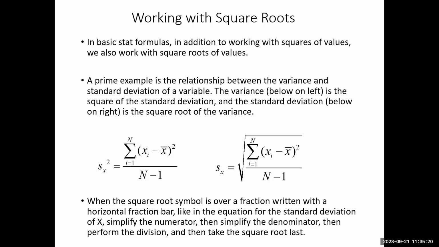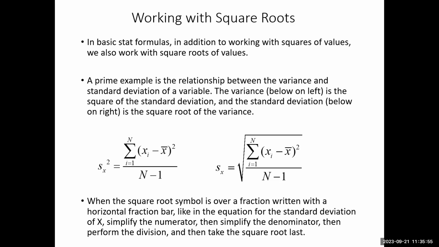On the left-hand side, I've got the equation for the variance of x. And on the right-hand side, I've got the equation for the standard deviation of x. And if you look closely at these two formulas, you'll see that they are identical with one exception. The formula on the right for the standard deviation of x has the square root symbol, or the radical, over the entire fraction, okay?